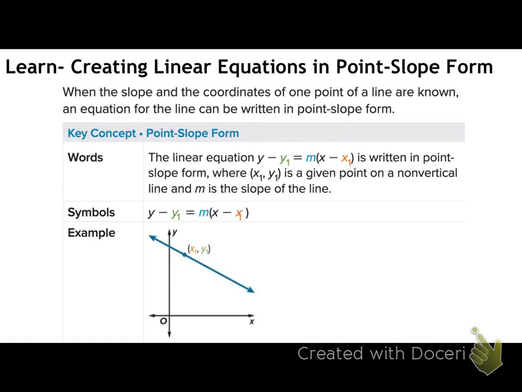Y minus y1 equals m times x minus x1. So like I said, the point that we're given is not the y-intercept. It's just some other point on the line. It could be the y-intercept, but it could be any other point. And then we find the slope, which is our m value. Okay? Any questions about this? This is just another form of a linear equation. Any questions here? Okay, I'll give you a few more seconds and we're going to move on.